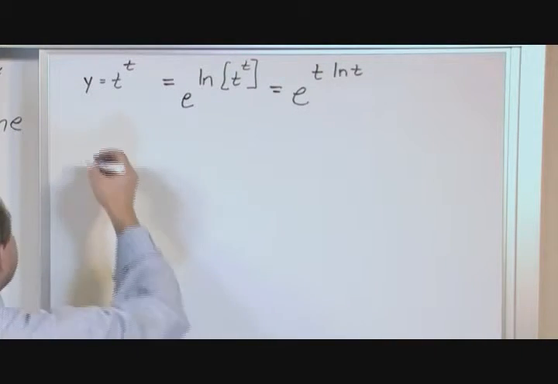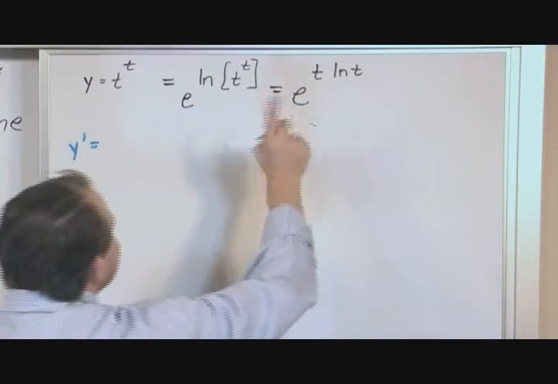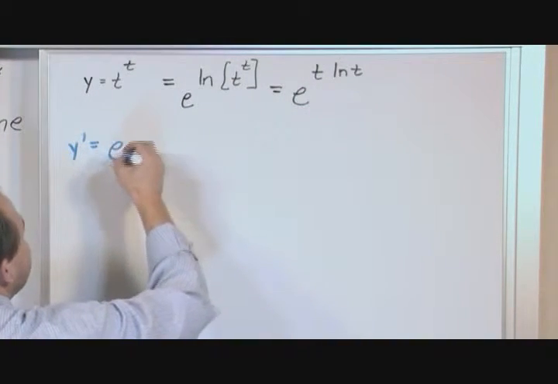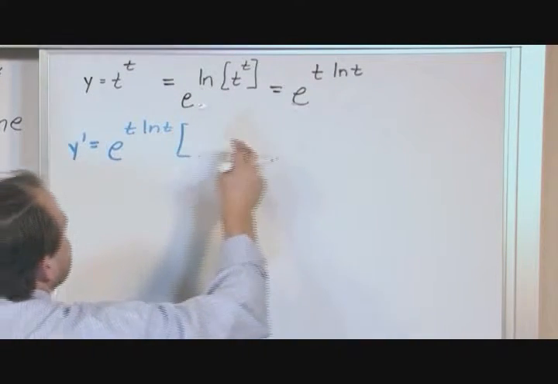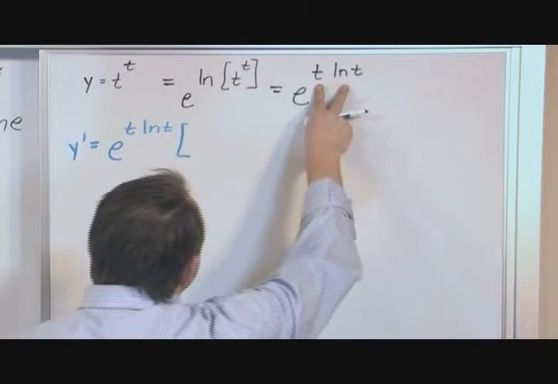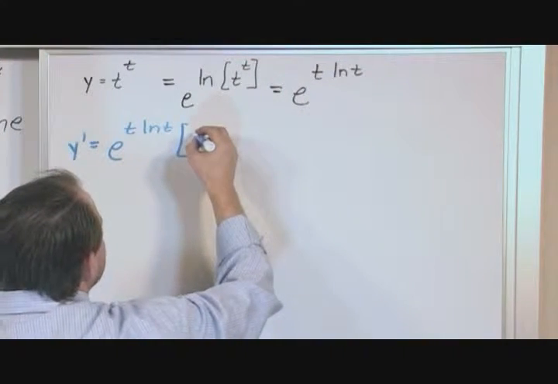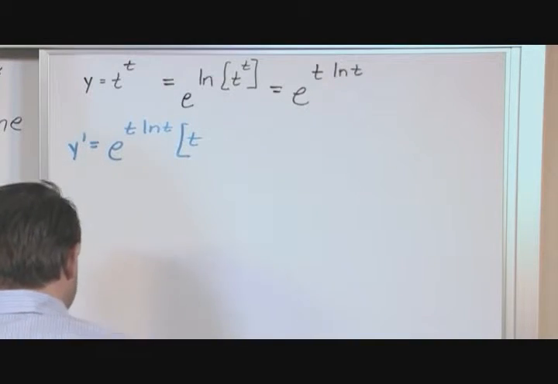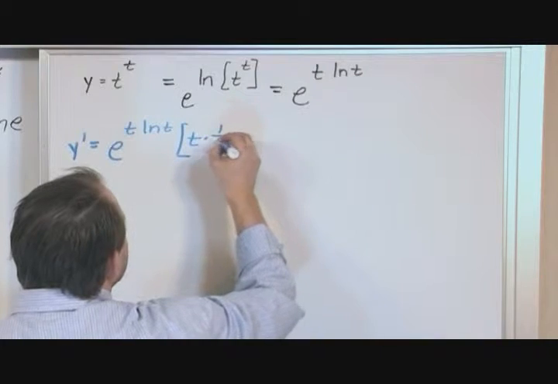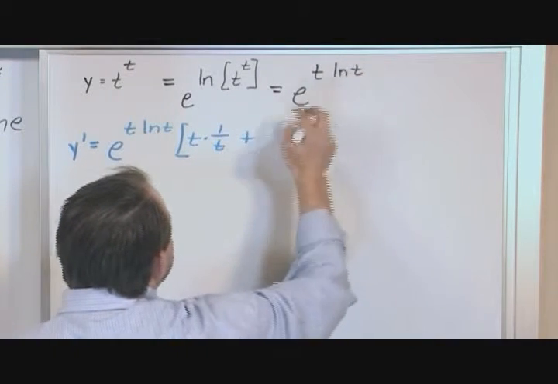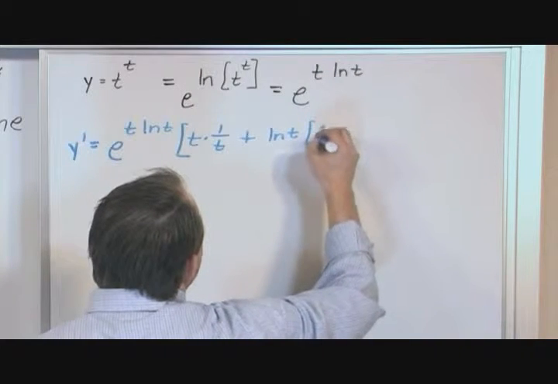Now, why is this good? Let's go and take the derivative. y prime is equal to, well, this is an exponential function. It's indestructible. So we can just rewrite it as e to the t natural log of t. But we can't stop there because we have to multiply by the derivative of the exponent up here, which is a product of these two things. So you have to multiply those things. So it's going to be t multiplied by the derivative of the second guy, which is 1 over t, plus the second guy, natural log of t, multiplied by the derivative of the first, which is 1.